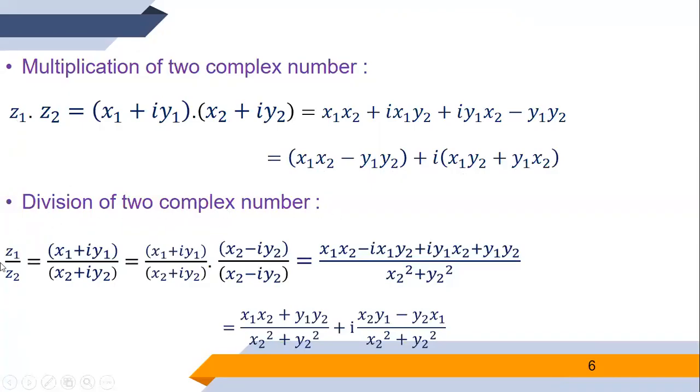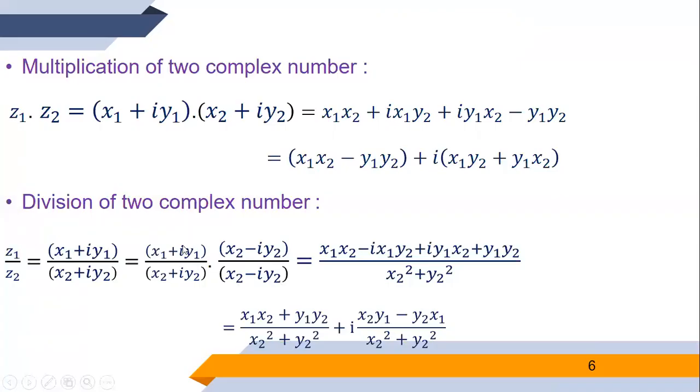Now division of two complex numbers, that means z1 divided by z2. So this is equal to x1 plus iy1 upon x2 plus iy2. Now we convert this complex number into the form real part plus i into imaginary part. So obviously the denominator is x2 plus iy2, we multiply by the conjugate. So we multiply by x2 minus iy2 and we divide by x2 minus iy2.